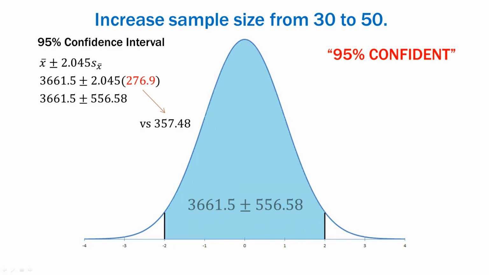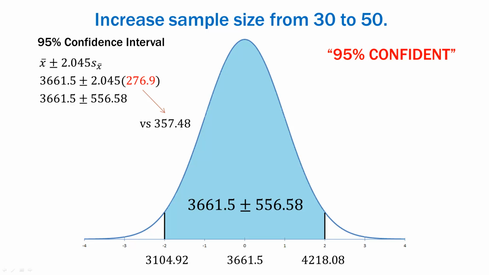So we can go ahead and do the same interval. Now notice that our black lines there are in the exact same place because we still have the same t-statistic of 2.045. But our margin of error decreases. So it went from 700 and something to 500 and something. So we'll go ahead and put our numbers there at the bottom. So again, we just add and subtract. 4,218.08 is the top of our interval, and 3,104.92 is the bottom of our interval.